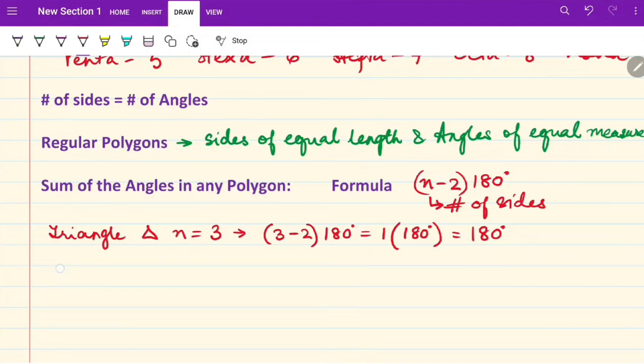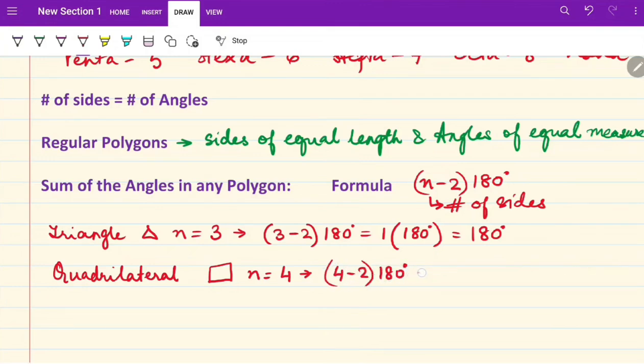Let's take a quadrilateral figure. A quadrilateral is a four-sided polygon, so something like this, maybe. n equals 4. So we can apply the formula, substitute 4 for n, and we get (4 minus 2) multiplied by 180 degrees, which is 2 times 180 degrees, which is 360 degrees.